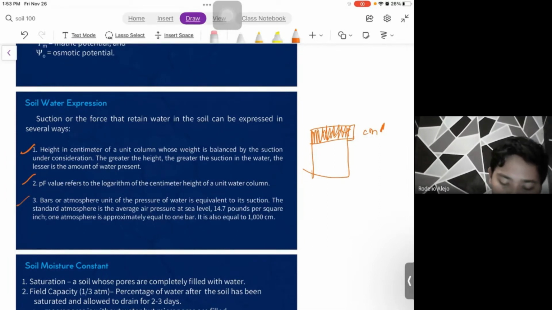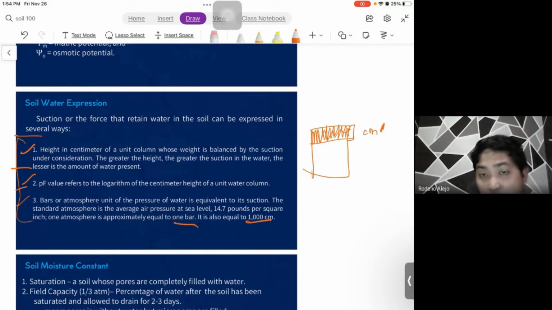If the pressure of water is equivalent to its suction, the standard atmosphere is the average air pressure at sea level, 14.7 pounds per square inch. One atmosphere is approximately equal to one bar. It is also equal to 1,000 centimeters. So these three can be converted within each other. Like for example here, one bar is actually equivalent to 1,000 centimeters.